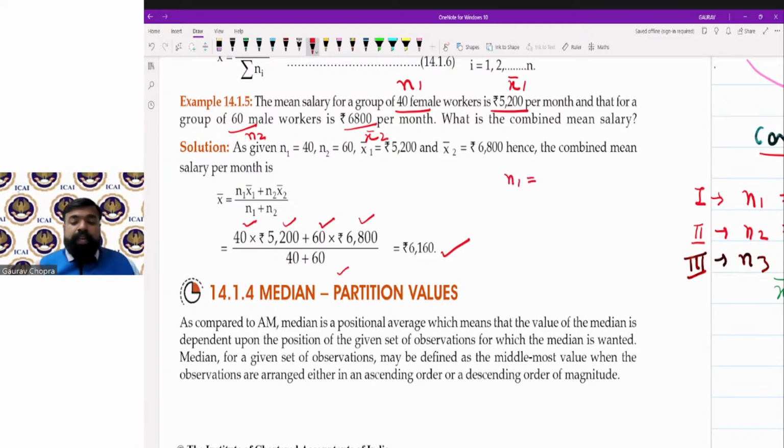So Bhumika is asking what is N1? See, N1 means number of observations in first group and N2 means number of observations in second group. So N denotes number, like number of workers, number of female workers, number of male workers. All these are number of observations.